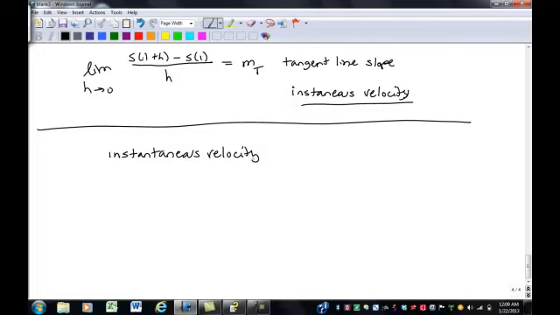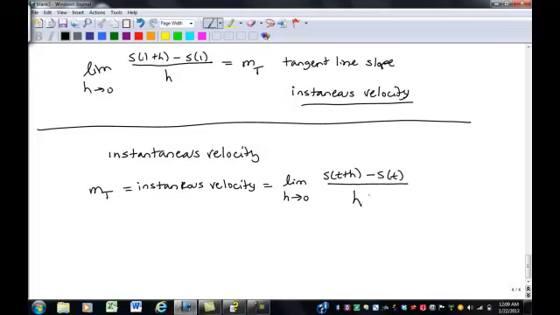So in general, to find the tangent line equation, which is the instantaneous velocity, it's just the slope of the tangent line, which is the line that just touches at a single point. Instantaneous velocity. And this is the limit as h goes to 0 of s of t plus h minus s of t over h. And this is the formula that lets you find the instantaneous velocity for any function.